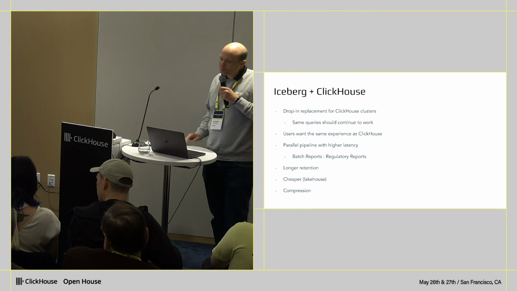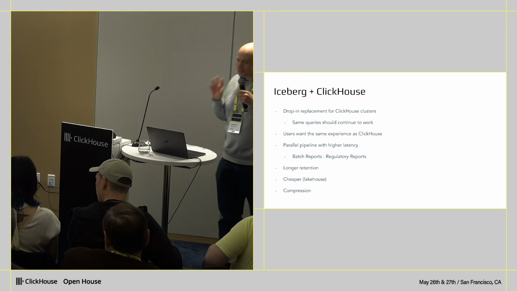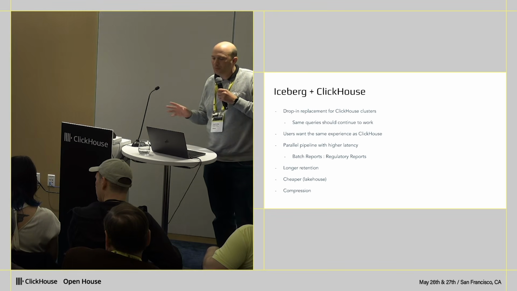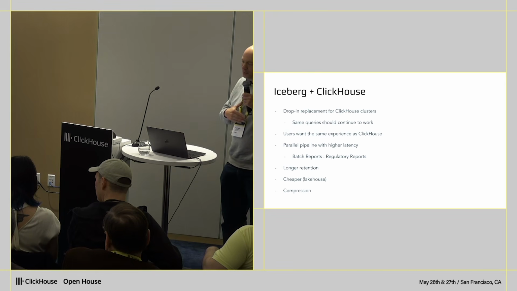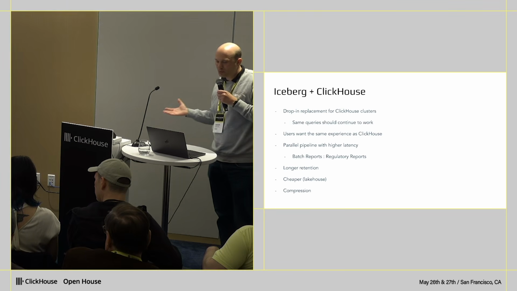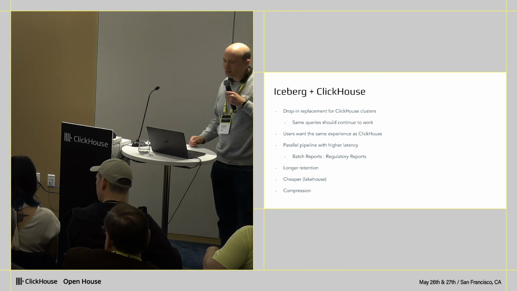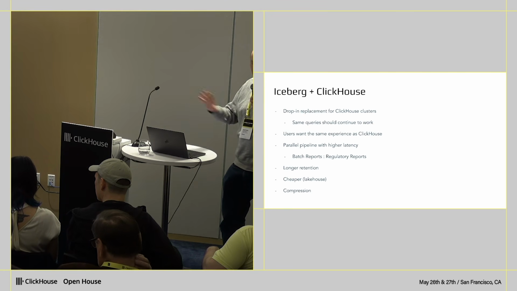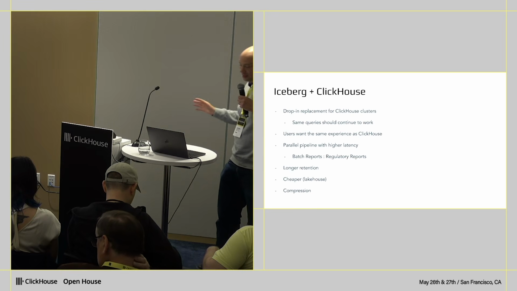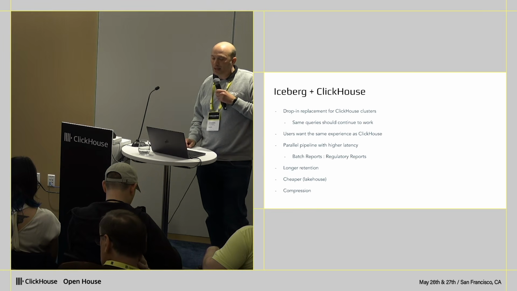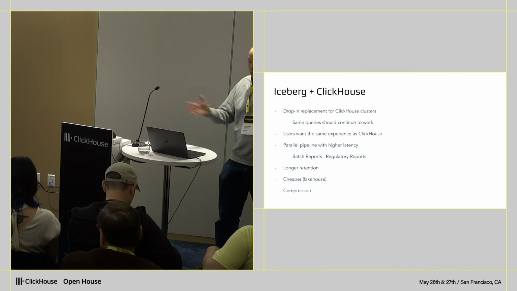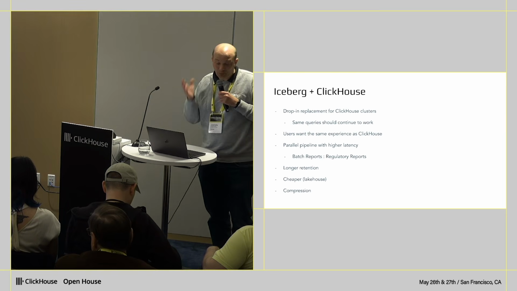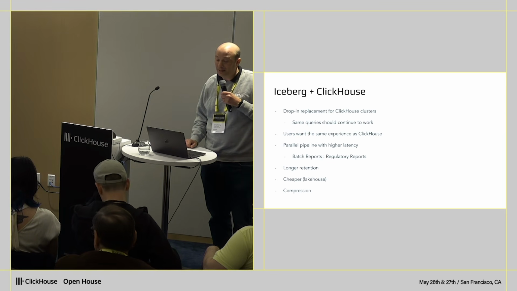When you use Iceberg and ClickHouse, you really want people to be able to switch from one to the other. That was one of our requirements. So what we want to do is basically execute the same queries on both. Just the latency would be different. The performance characteristic would be slightly different. And so we can just switch our program from one to the other. And that's why we have this parallel pipeline.